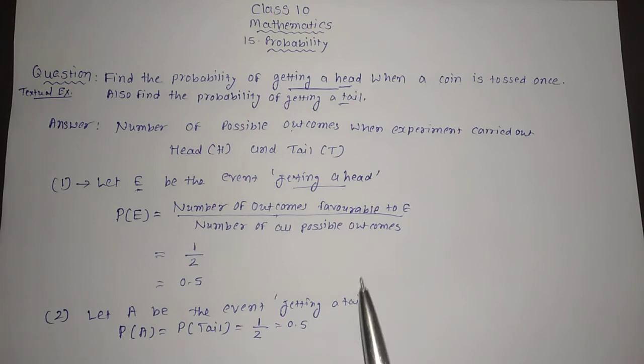We can see that these two events E and A are complementary events to each other. We know that the sum of the probabilities of all complementary events is equal to 1. So 0.5 plus 0.5 is equal to 1. These are the only two possible outcomes. Hence, event E and event A are the only two elementary events of this particular experiment. I hope you understand, and this is quite an easy chapter. Students can score good marks, so prepare this chapter and score good marks.